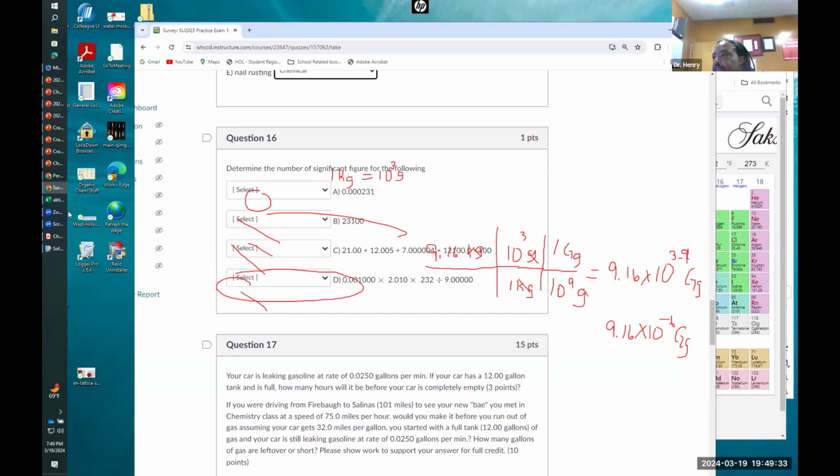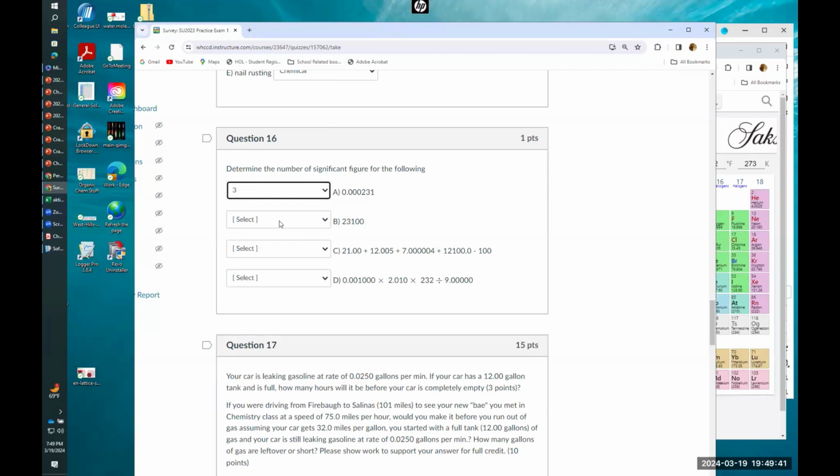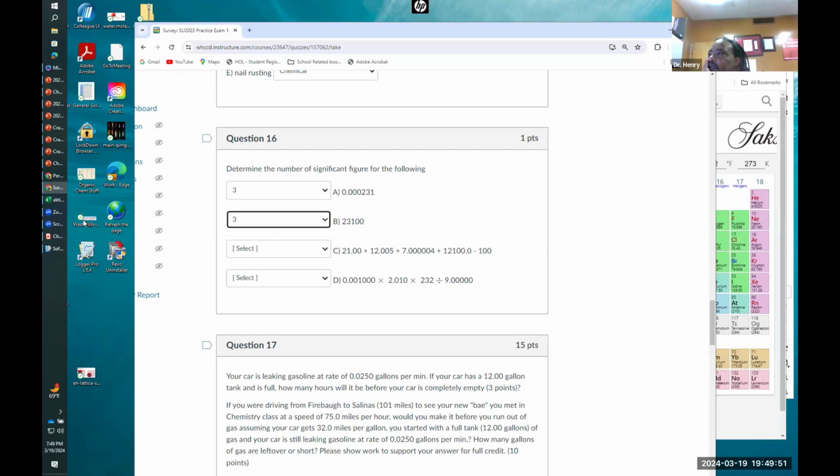Okay, significant figures. Determine the number of significant figures of the following. 3. Okay, so we know that only the non-zero numbers here are going to be significant. What about this one? 3. Okay, what about this one? 5. How did you figure 5? Honestly, I just counted how many fractions of numbers there was, and I just went with 5. So you're just taking a gamble, huh?